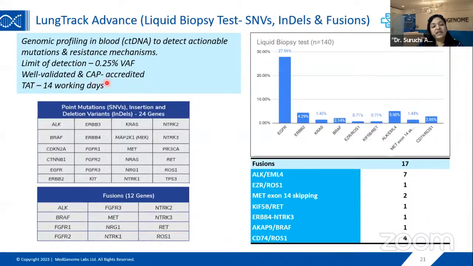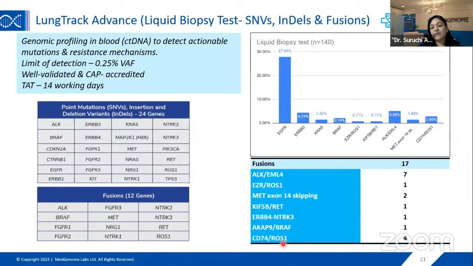So we have a well-validated and CAP accredited test that covers fusions as well. Here again, the design has been made to include the most common intronic regions so that these fusions are not missed out. And we have done more than 250 samples now. This is the data of 140 samples. And you can see in 7 samples, we could pick up ALK, EML4, EZR, ROS1, RET fusion, BRAF fusion, ROS1 fusions.